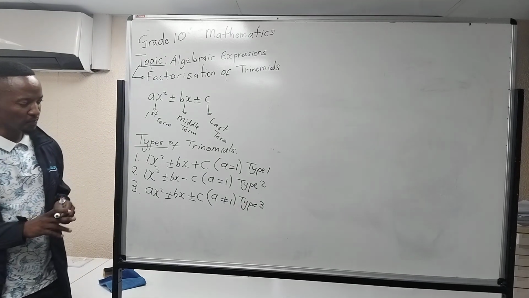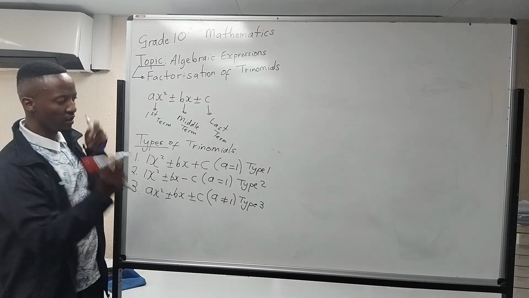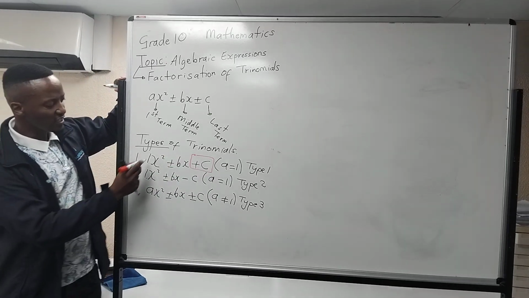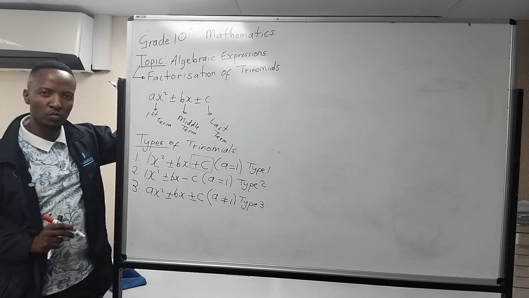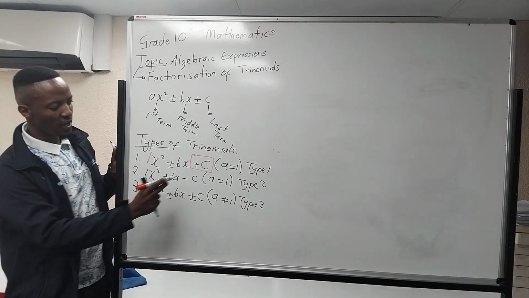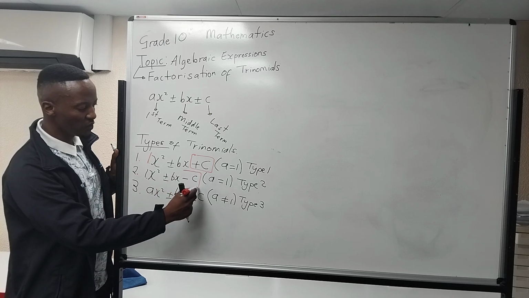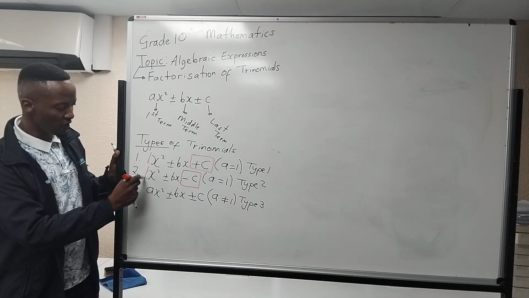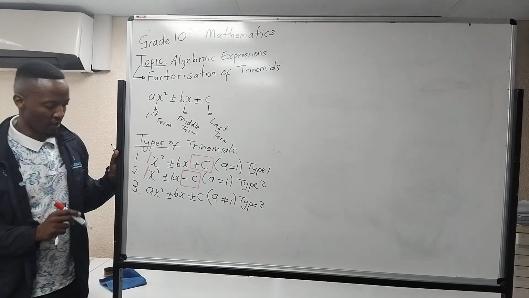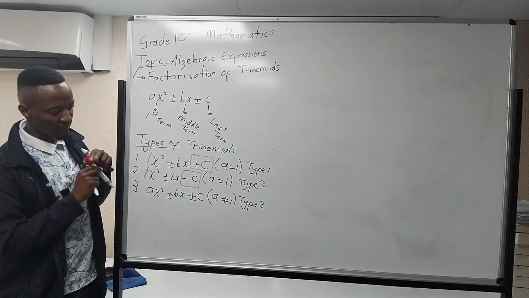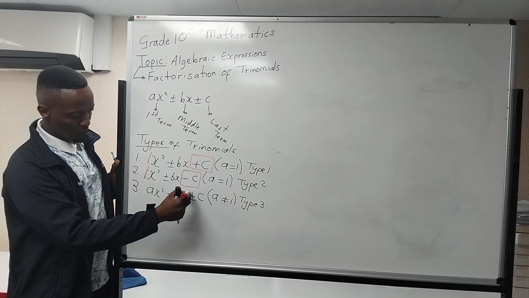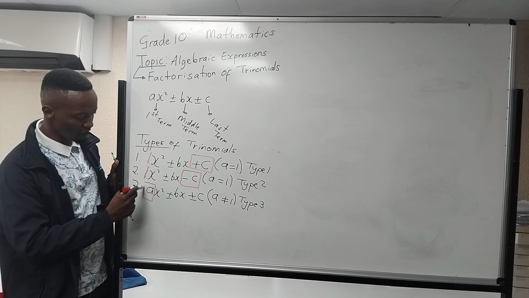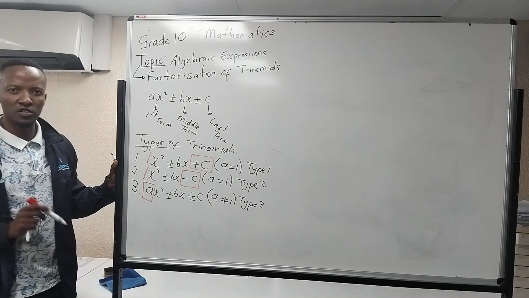So let us recap. The first one, we will recognize it with a positive value of c and the coefficient of a being equal to positive 1. And then type number 2, we will recognize it with a negative value of c, but still with the coefficient of x squared being positive 1. And then the last type, type number 3, we can either have positive or negative c, but the main thing is that the value of a can never be equal to positive 1.